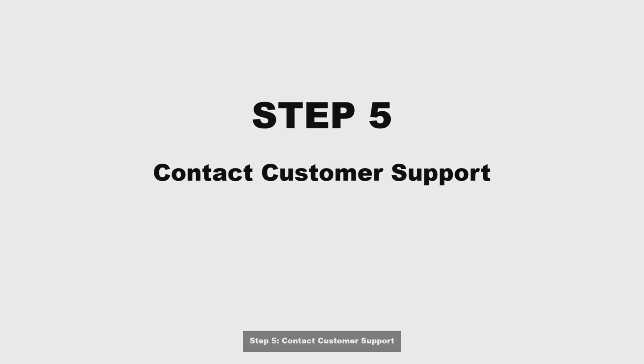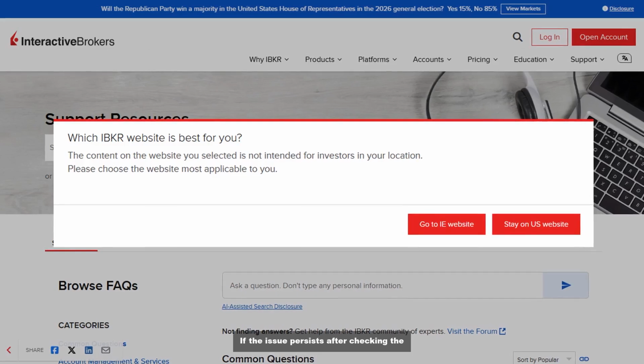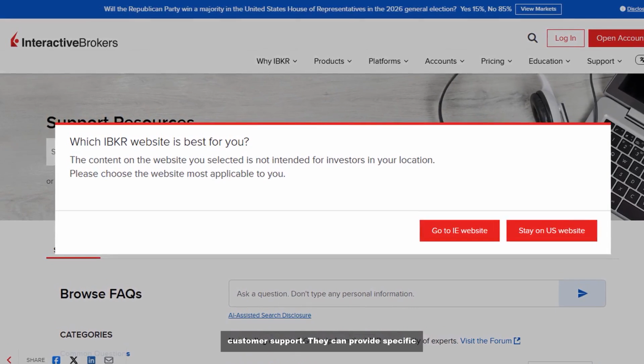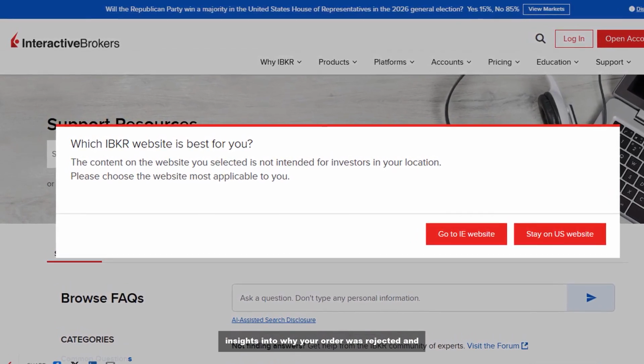Step 5. Contact customer support. If the issue persists after checking the above steps, reach out to Interactive Brokers customer support. They can provide specific insights into why your order was rejected and help you resolve the issue.